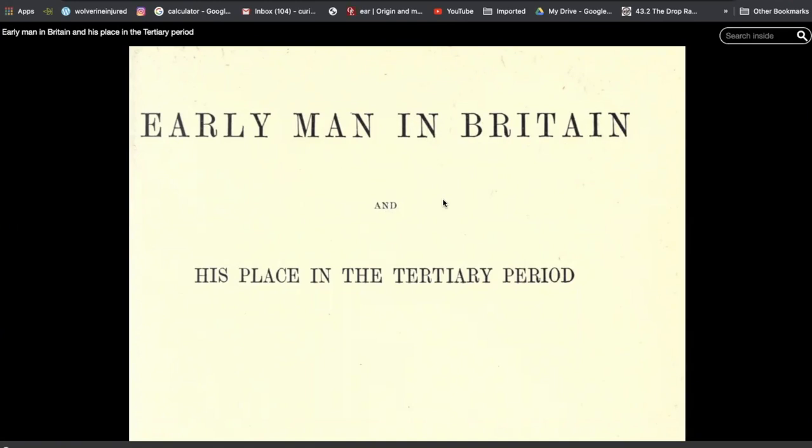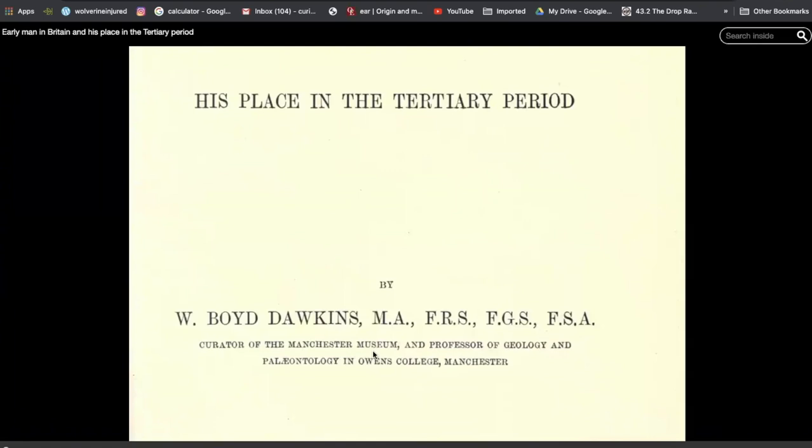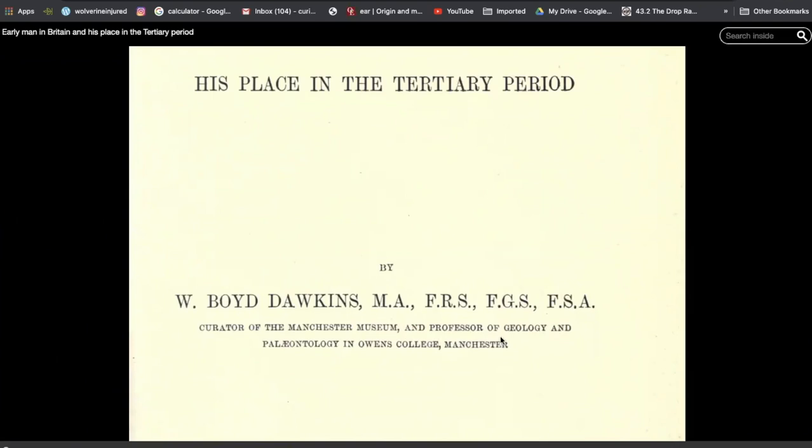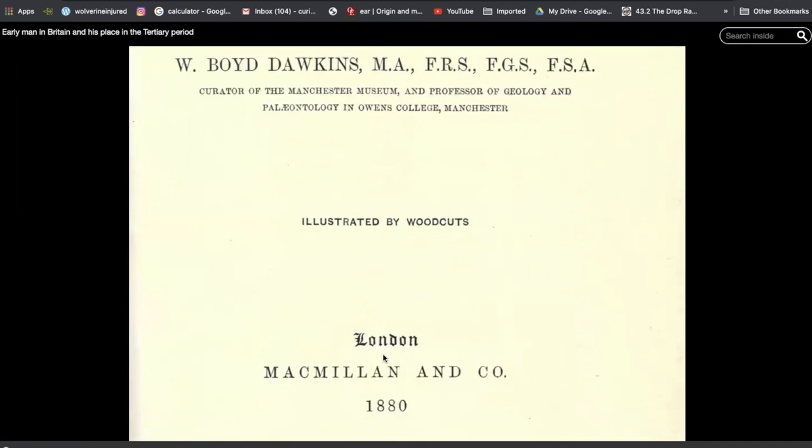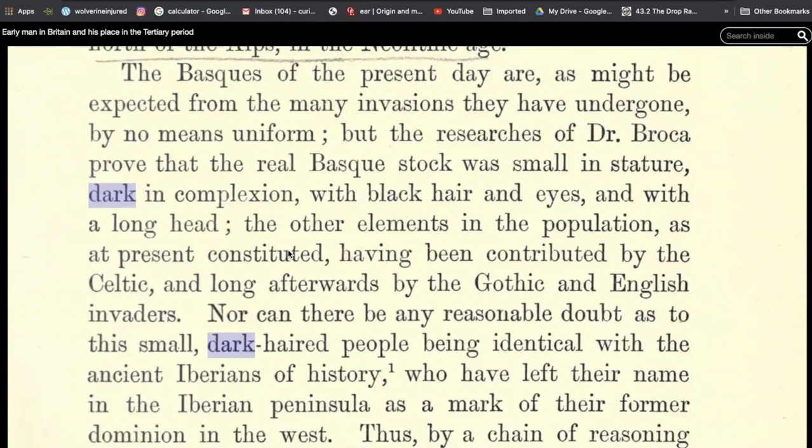I'm going to read from this book now. It's called Early Man in Britain and His Place in the Tertiary Period by W. Boyd Dawkins, and these are his titles. It says curator of the Manchester Museum and professor of geology and paleontology in Owens College, Manchester. This is from 1880. Page 315 of this book, it says here, the Basques of the present day are, as might be expected from the many invasions they have undergone, by no means uniform, but the researches of Dr.